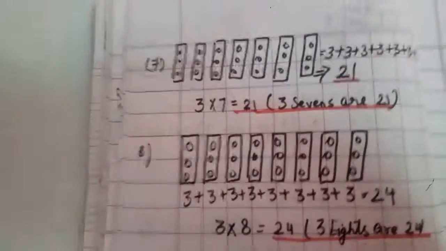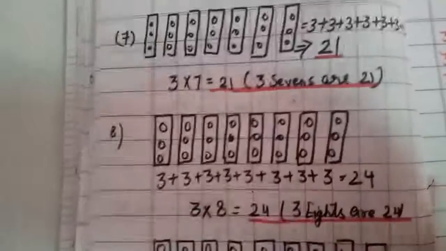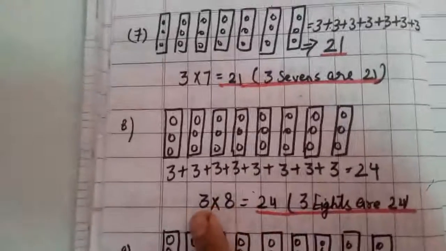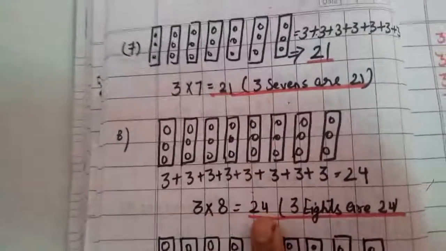Okay, this is how you can find out. Now goes to this. These are the 8 boxes. 8 boxes have 3 balloons each. The total balls are 24. So how do we make it short? We'll make it 3 into 8, as 8 boxes are here, so we'll put 8. So the answer would be the same.